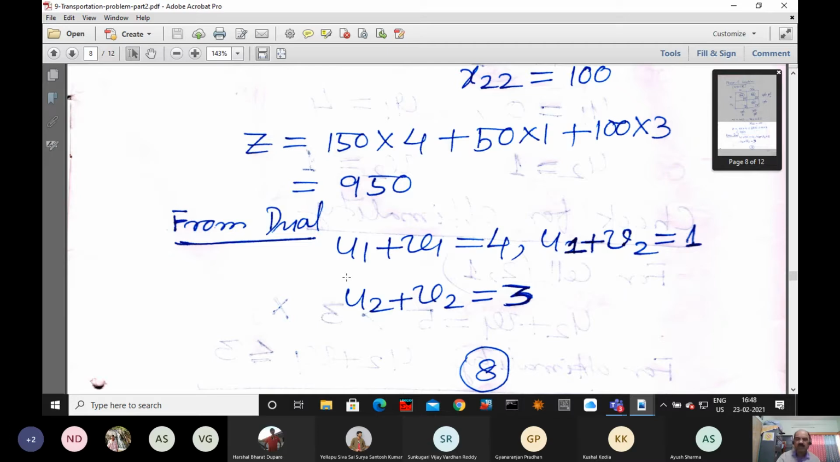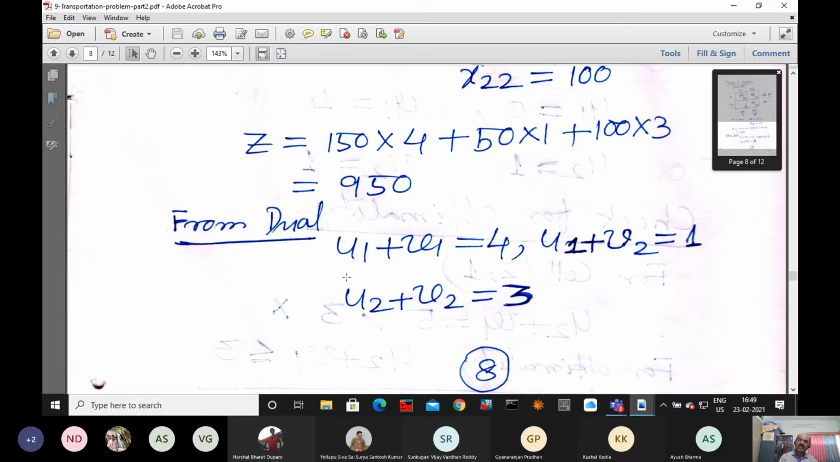Since v2 equal to 1, what about u2? u2 equal to 2. You see, this has infinite number of solutions, but we set it in this manner: u1 equal to 0, v1 equal to 4, v2 equal to 1. Then v2 equal to 1 means u2 equal to 2. So you have got the solution.